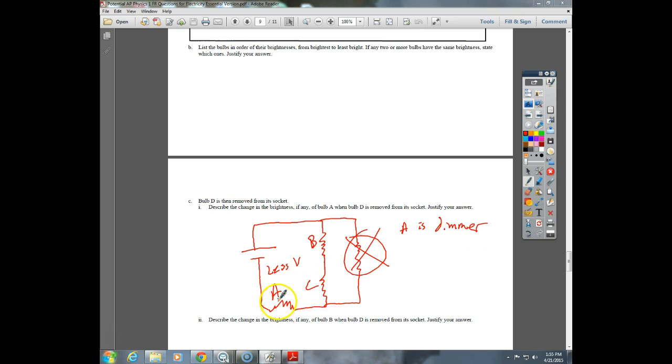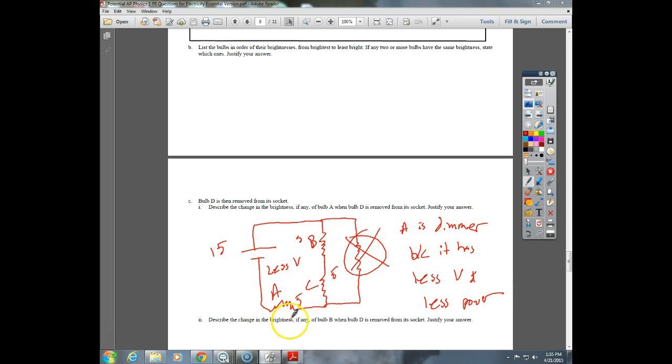And it's because all three of these will now have the same voltage. So if we said that this was 15, these would all be 5 now. 5, 5, and 5. And before, A was higher. A was 10. So A is dimmer because it has less voltage and less power.